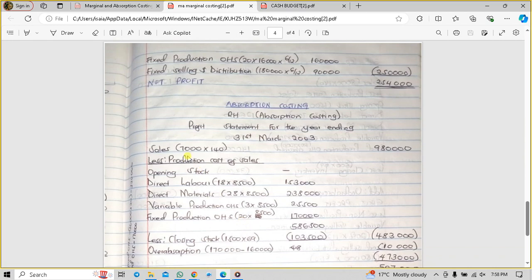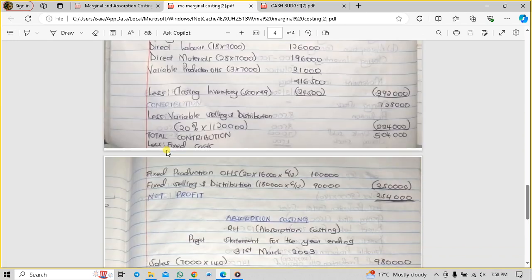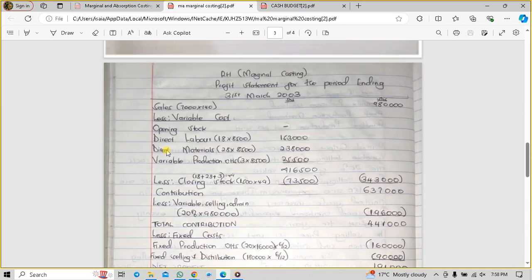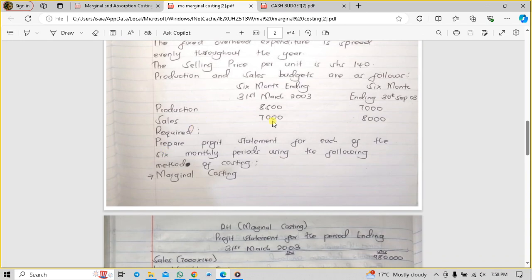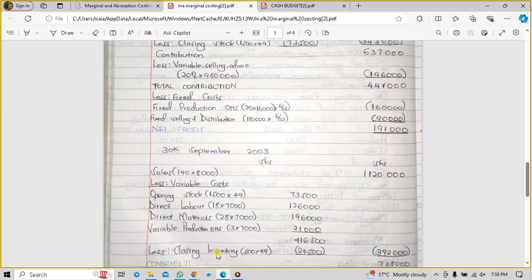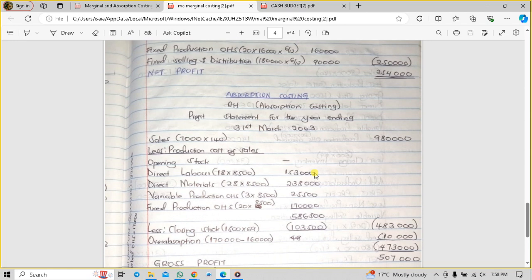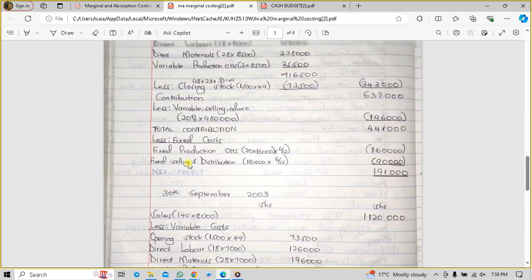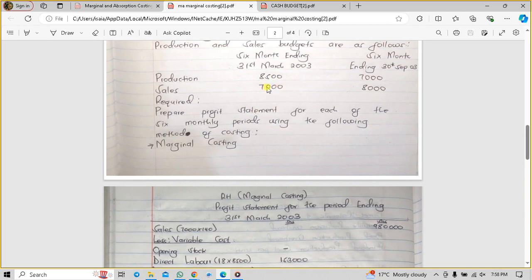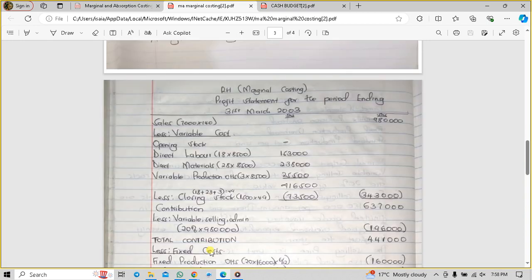So for absorption costing, the format, we have sales. You're going to start with our sales. Our sales in this case still remain, so we have sales of 7,000 times the selling price of 140. So 7,000 times 140, we have 980,000. Then you less cost of sales or production cost of sales. Opening stock. So we still don't have the opening stock, so we are not going to use it.